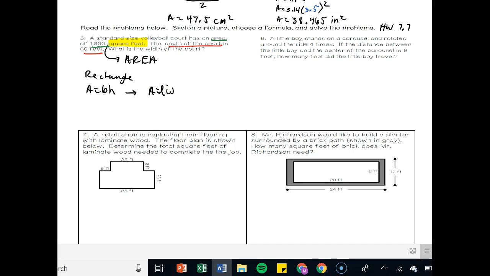So we know our area, so we plug in for A. So that's 1,800. We know our length, or our base, so that's 60. And now we just need to solve for H. This is a one-step equation. 60 times some number gives me 1,800.